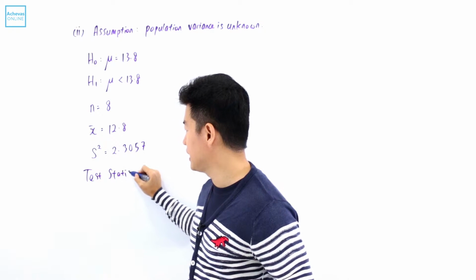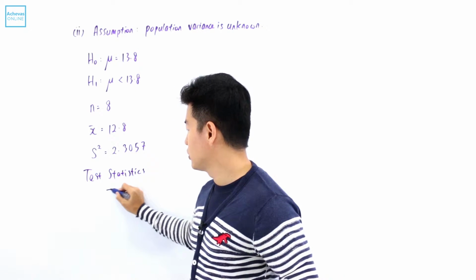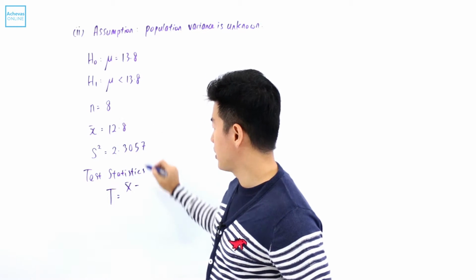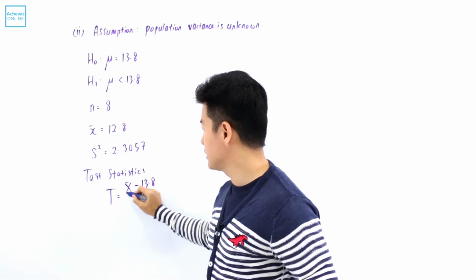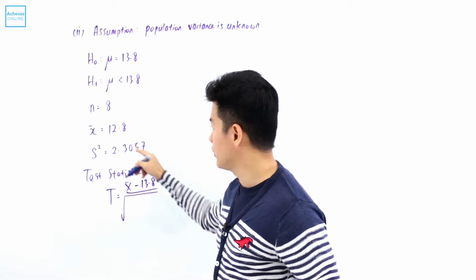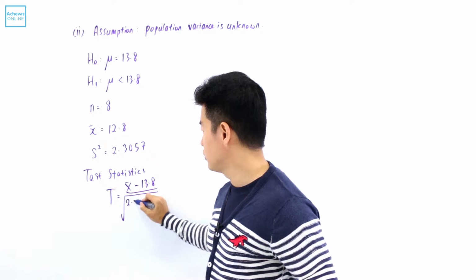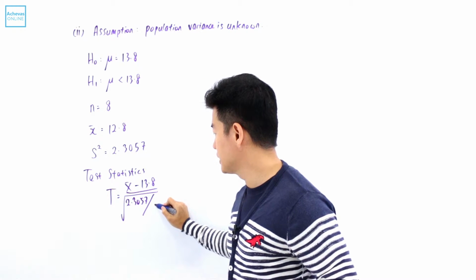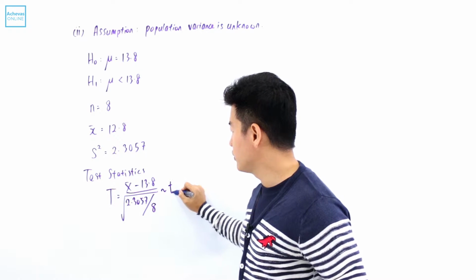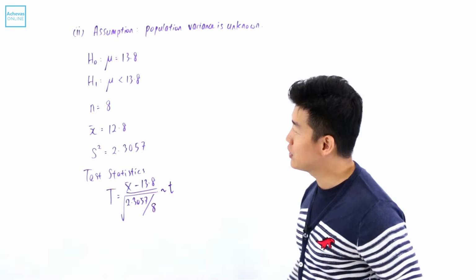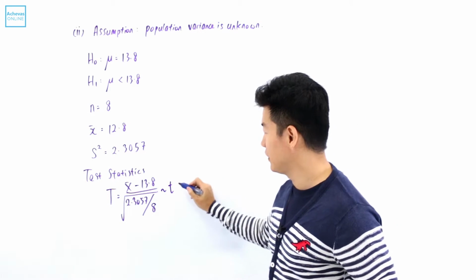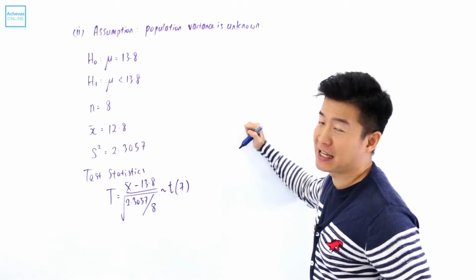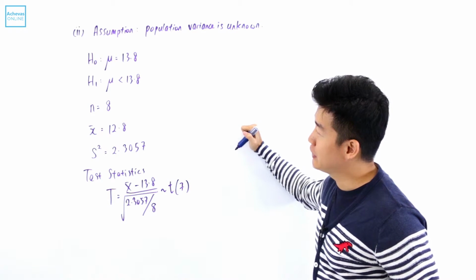This is going to be a t-test. So it is going to be a t, which is equal to x bar minus the population mean 13.8, divided by the square root of the variance 2.3057 over the sample size of 8. And this is going to follow a t distribution with a degree of freedom that is n minus 1, so 8 minus 1, 7. With this information that is given, I can now press it into my graphing calculator.